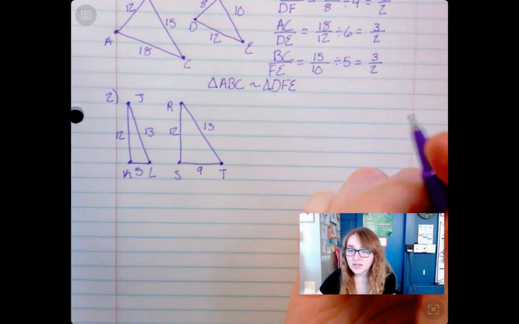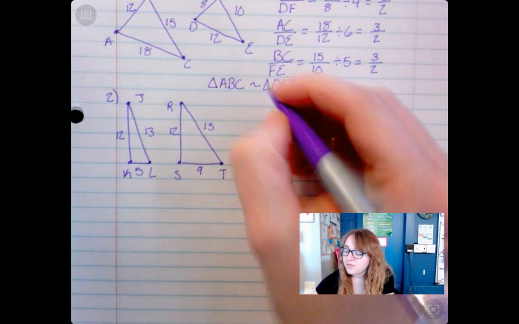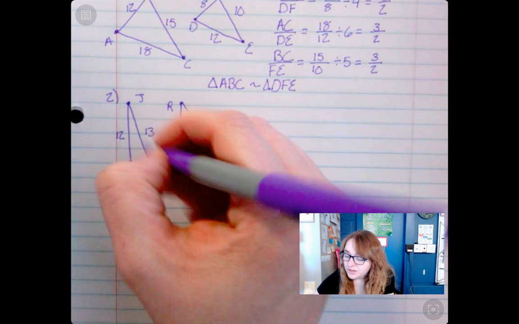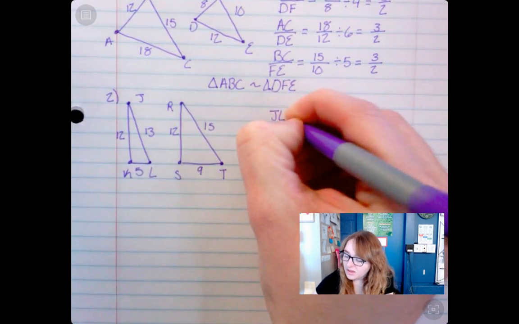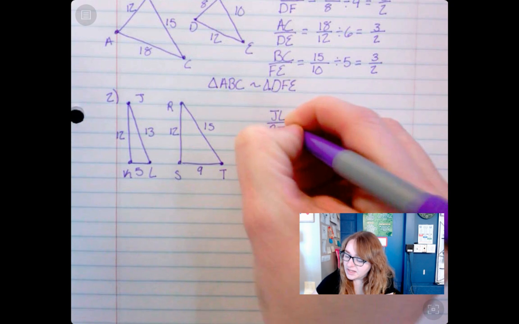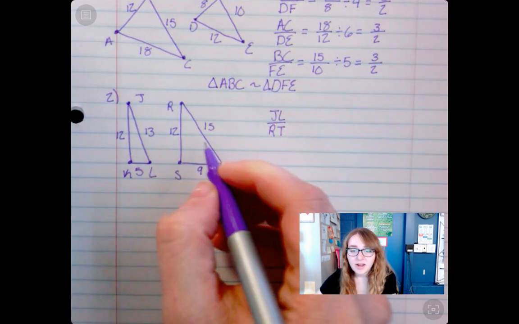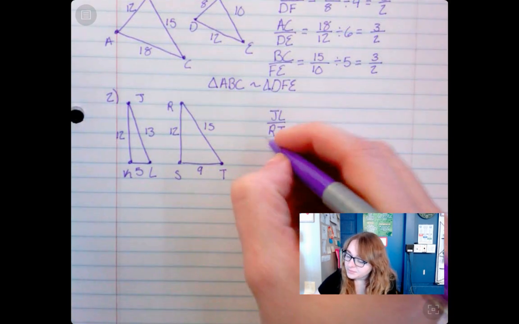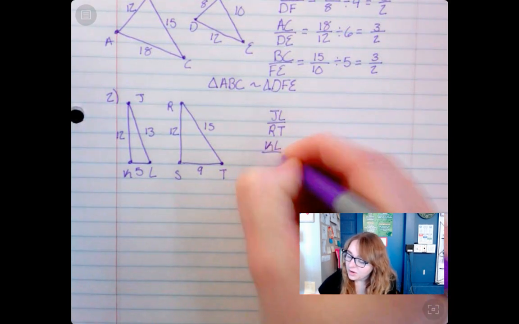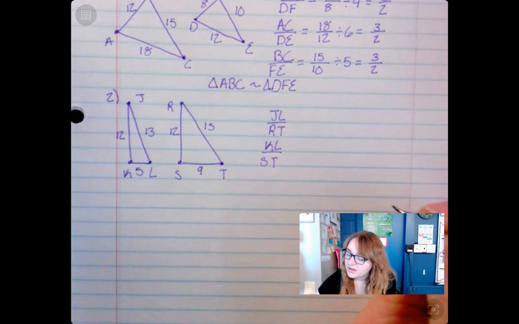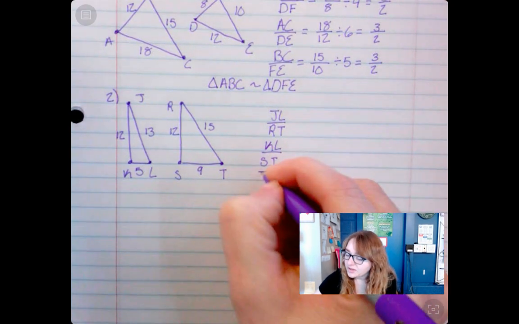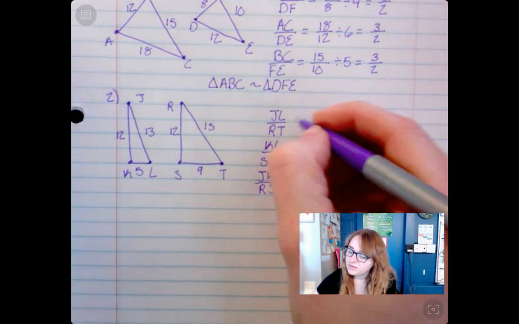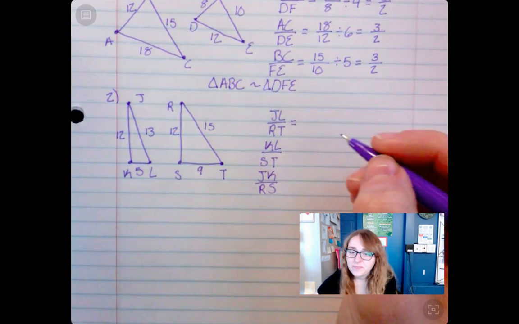So again, the first thing we're going to do is write out those ratios of our corresponding sides. So I'm going to do my diagonals first. Okay, so we have JL over RT. So I'm going left over right or small over large in this case. Now let's do the bottoms. So we have KL over ST and that third side of JK over RS. So let's go ahead and put numbers in here.